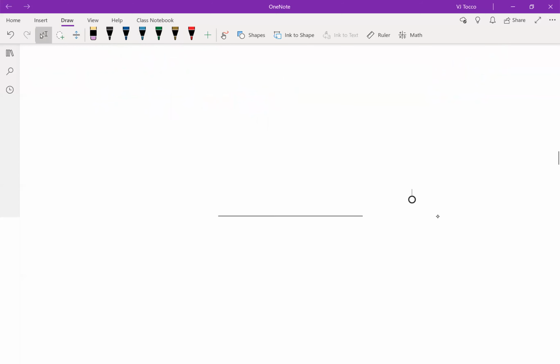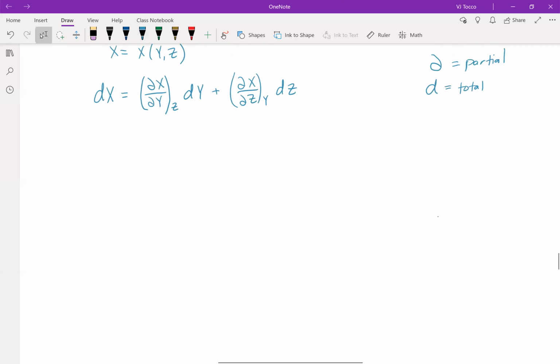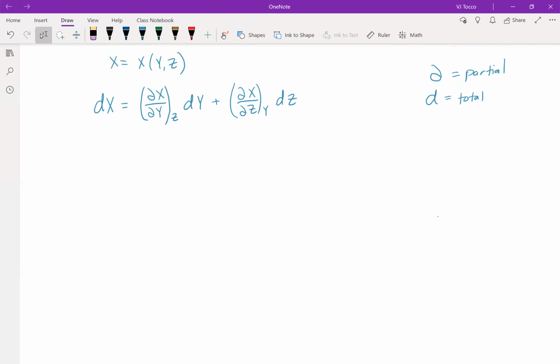All right, so as I said, you can use this rule to relate any thermodynamic properties. So say that you said that x was S, and y and z were, let's say, H.